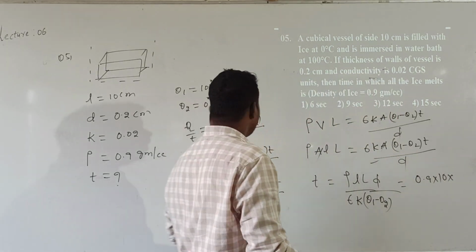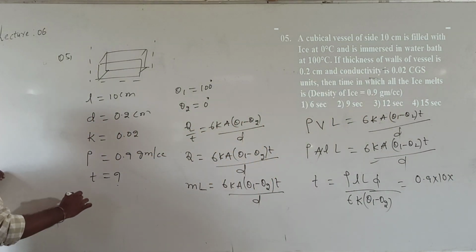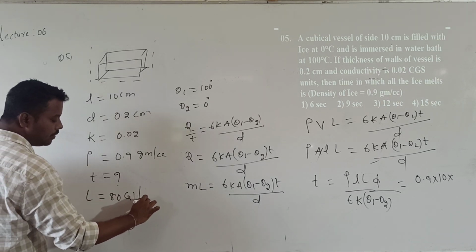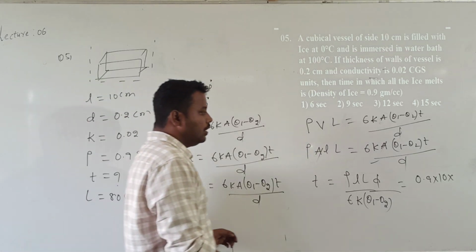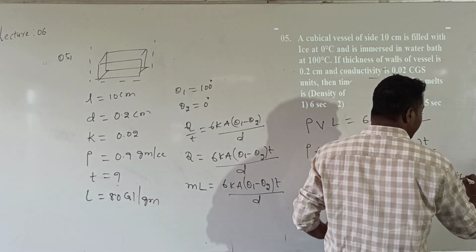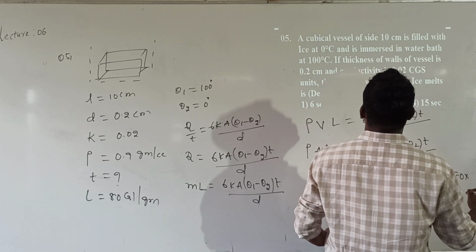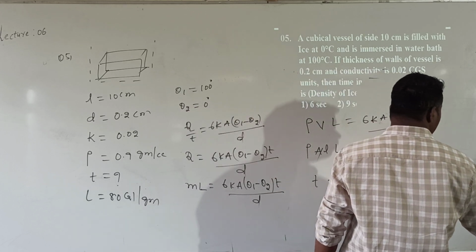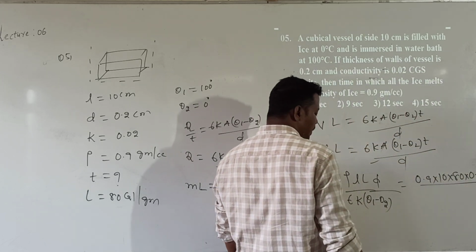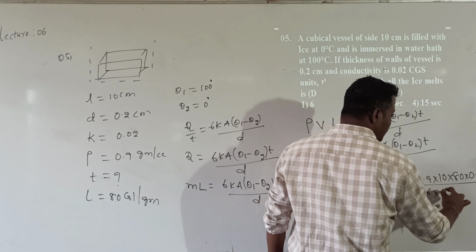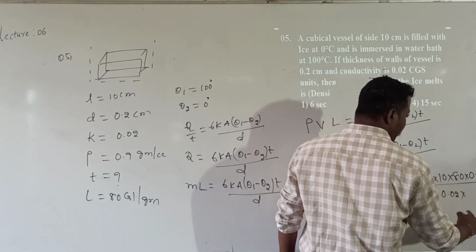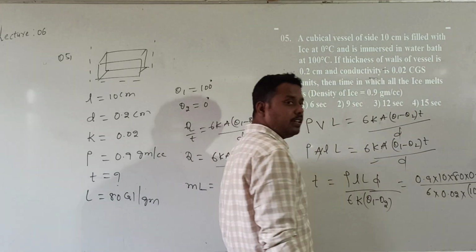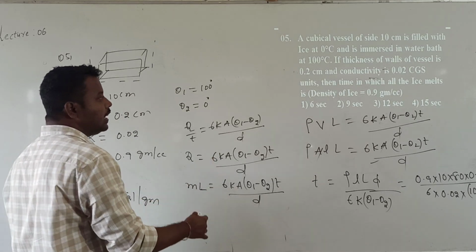Capital L value, what is the latent heat value? Latent heat of fusion value. So L value is 80 calorie by gram. Then into 80 into thickness. The thickness of the wall is 0.2, divided by 6 into K value 0.02 into theta 1 minus theta 2, 100 minus 0. So you need to simplify this. By simplifying you will get the answer for T.